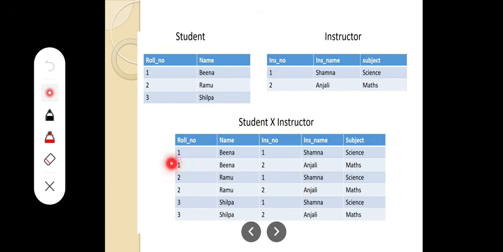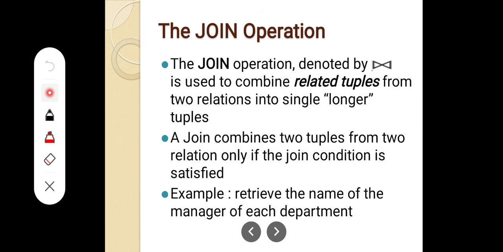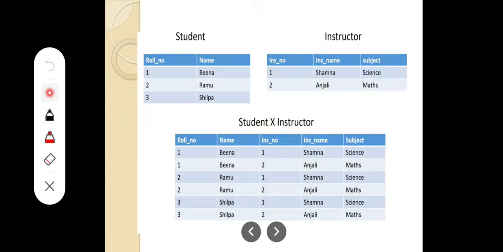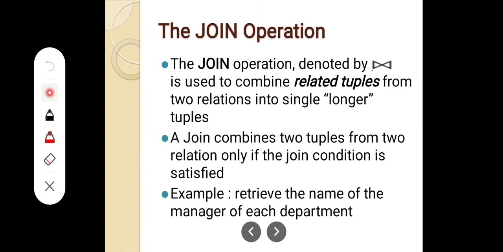6 rows: 1, 2, 3, 4, 5, 6. Okay, 3 into 2, 6 rows will be here. Okay, that itself, the rows will be redundant. So in order to remove this redundancy, we are going to another concept called join operation. Okay, we will combine these two tables using a join operation.